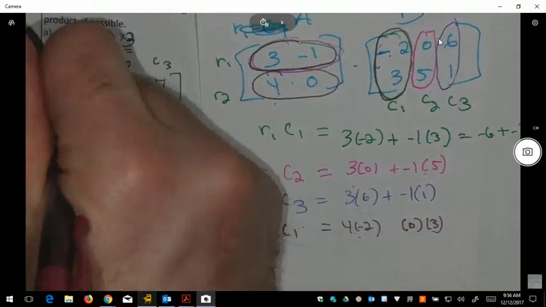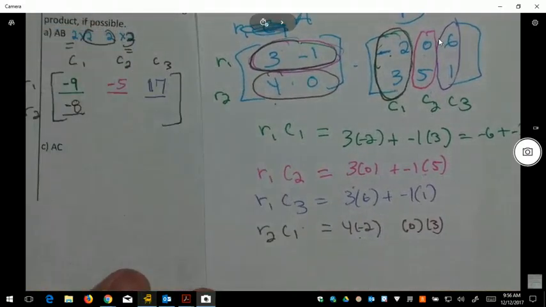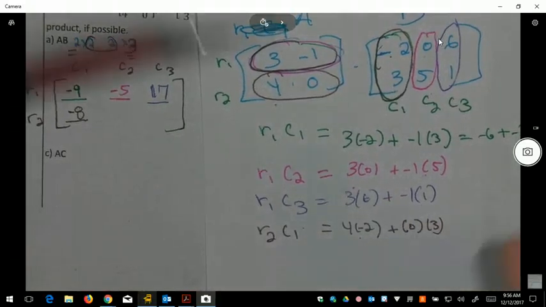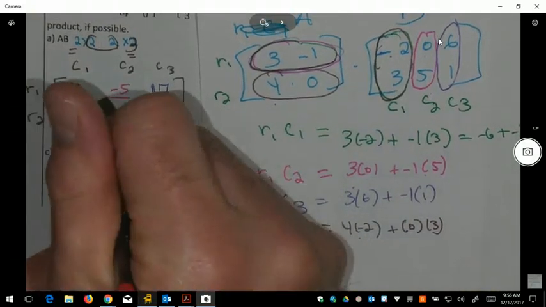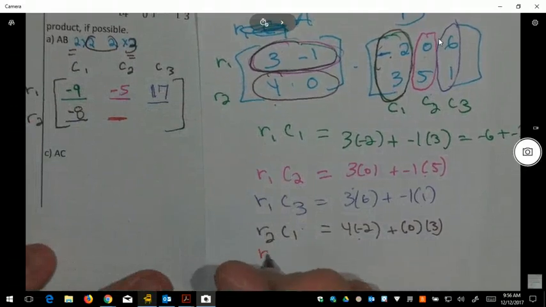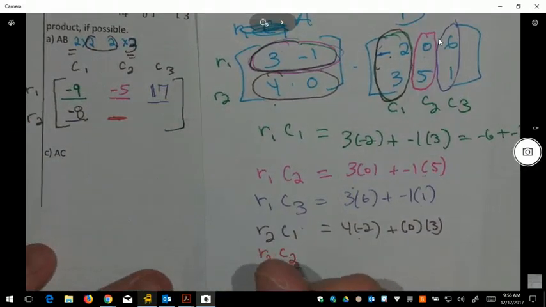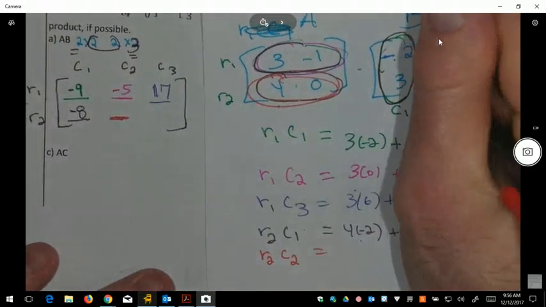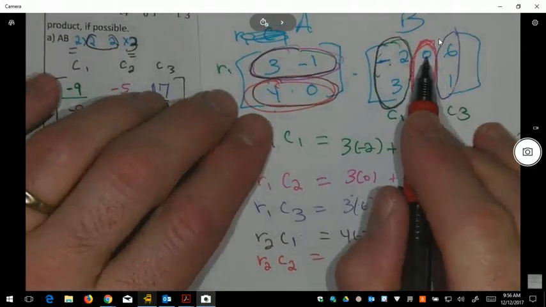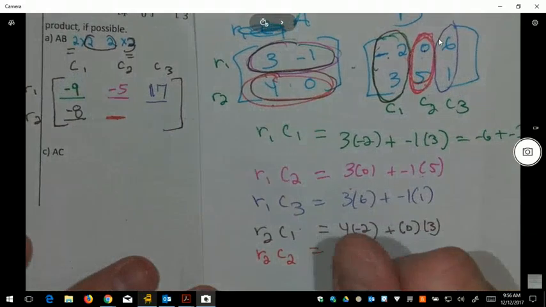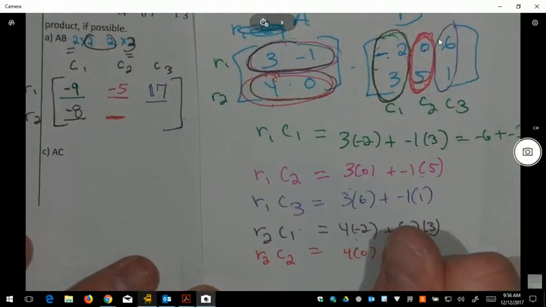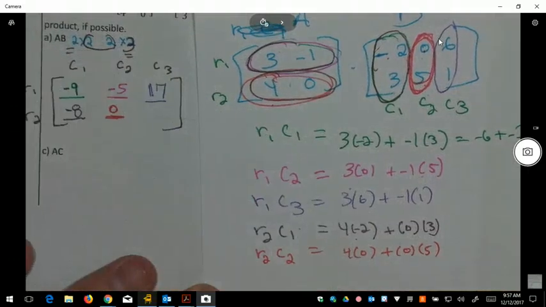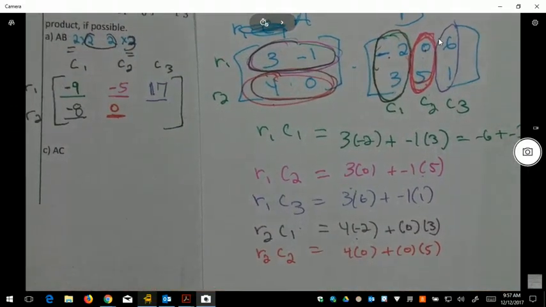So that's going to be -8 when I add those together, because it's 0 and -8. My next element is located in position row 2, column 2. So there's my row 2, here's my column 2. 4 by 0, 0 by 5. Well, both of those are 0, so the element's going to be 0 when I add them together.